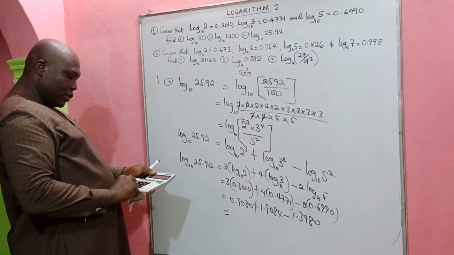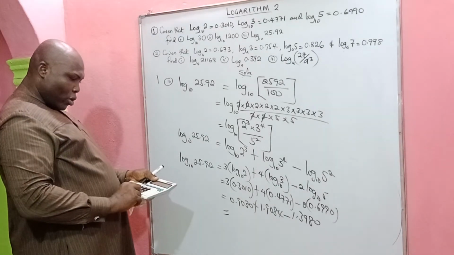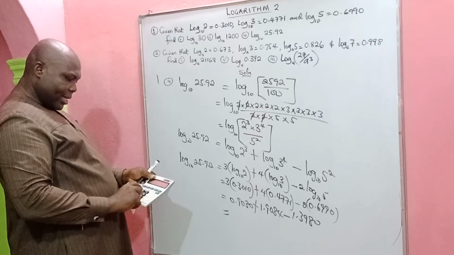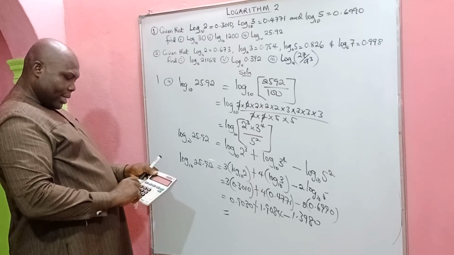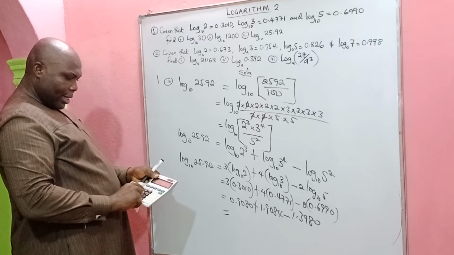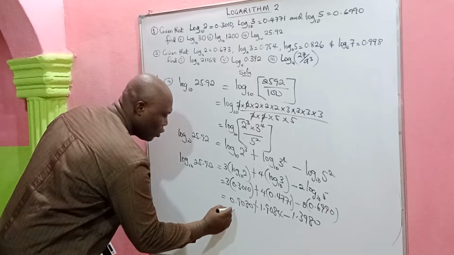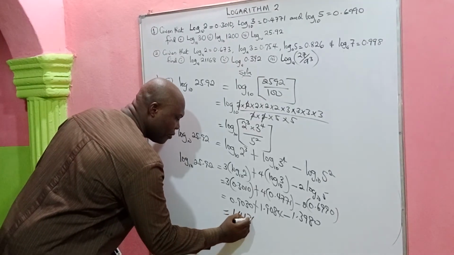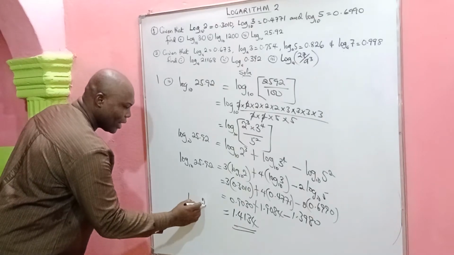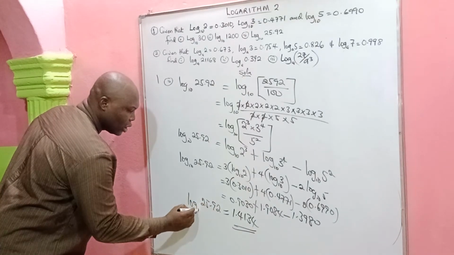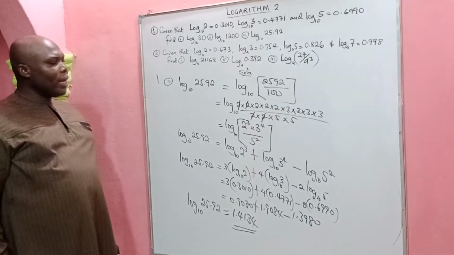So we have 0.9030 plus 1.9084 minus 1.3980, and that gives 1.4134. It therefore means that the value of log 25.92 to the base of 10 is 1.4134. As simple as that.